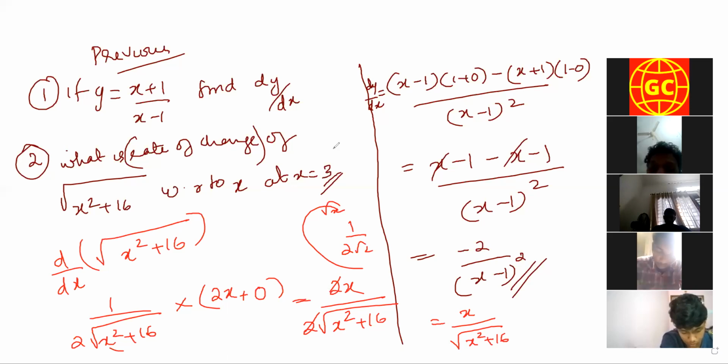Now they have told to put x equal to 3. So that is 3 by root of 3 square, 9 plus 16, that is 25, root 25 is 5. So the answer is 3 by 5.